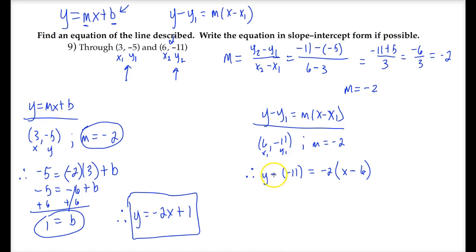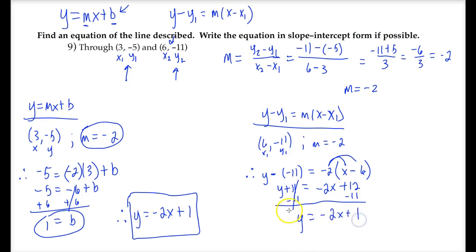We know here that subtract a negative is the same as addition. And if we distribute our -2 over, that will be -2x + 12, because a negative times a negative is a positive. And then we subtract 11 from both sides. That cancels to 0, and 0 plus y is y. And we have -2x + 1. And as you can see, we end up with the same exact equation as we did whenever we did it using the slope-intercept form.